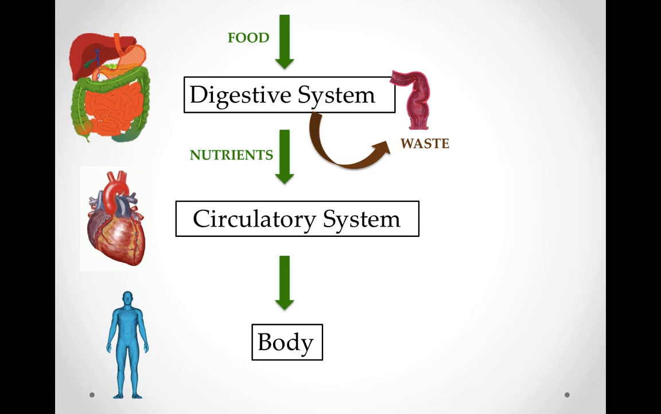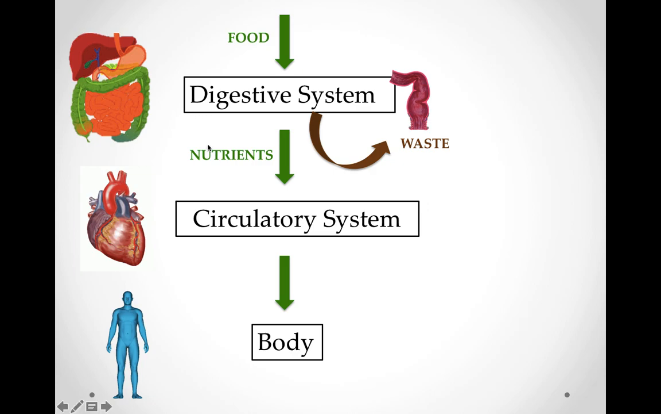So if we look at the big picture, what is the purpose of the digestive system? Well, we know that we are eating food and it's coming into our digestive system. The main purpose is for us to be able to get the nutrients out of that food so that we can pass it to our circulatory system, which can then bring it to all the cells in our body that need the nutrients. Along that process, there will be waste produced because not everything in food becomes nutrients that we can use, so we do need to get rid of the waste.